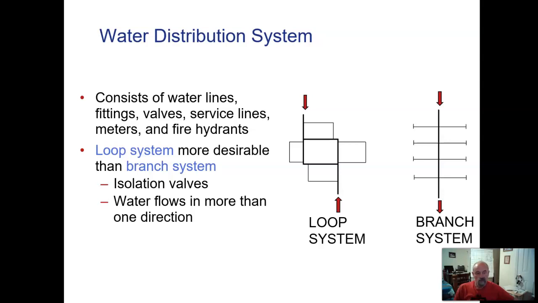Loop systems are more desirable because they provide redundancy. If a leak occurs, it's easily isolated and can be shut off and then repaired. Also, the loop system allows water to flow from more than one direction, which can reduce the negative effect felt in a branch system when the houses closer to the input start using water. The houses farthest away from the input have lower pressure, which really negatively impacts those houses. You see that a lot out in rural systems, not so much in city development.